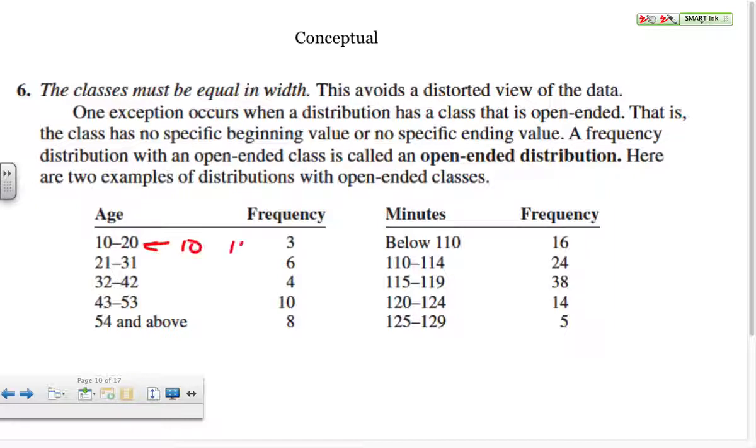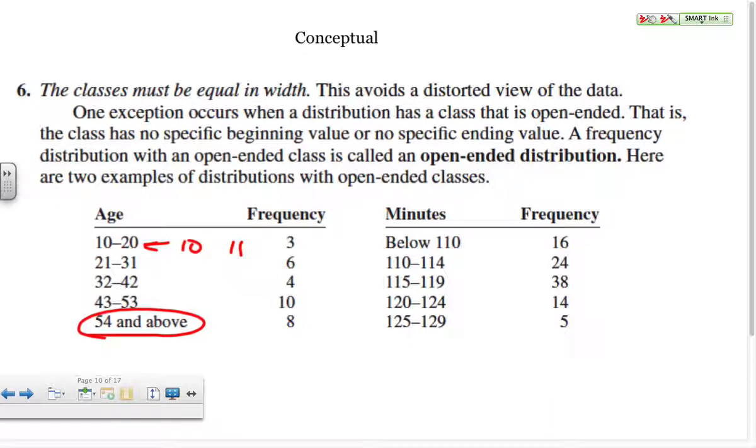It's actually a width of 11. Okay, but each one of them has a width of 11. And we'll talk about how that is found in a moment, but they're all exactly the same. So the only time you can have differences is if you have an open-ended frequency, which is fine.